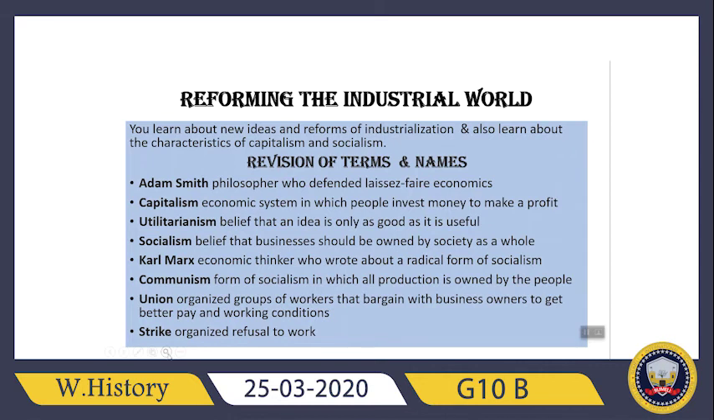Okay. Then we have Karl Marx. He was an economic thinker, and he wrote about a radical form of socialism. Then we have communism. What is communism? It's a form of socialism in which all production is owned by the people. Then a very easy term, union. You must have read or heard this term often. Union means an organized group of workers that bargain with business owners to get better pay and working conditions. And then strike, again very easy. Strike means organized refusal to work.